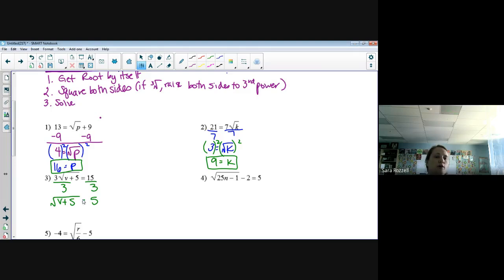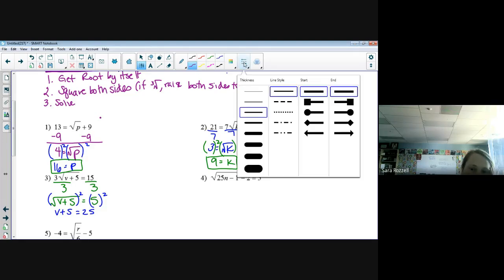When we square both sides, we don't change anything that's inside of the square root sign. That's all going to stay with us. So when I square that, all it does is take the square root sign away. You're still left with v plus 5. I don't change that part at all. What's 5 squared? 25. And what plus 5 is 25? 20. Yep, so v is 20.